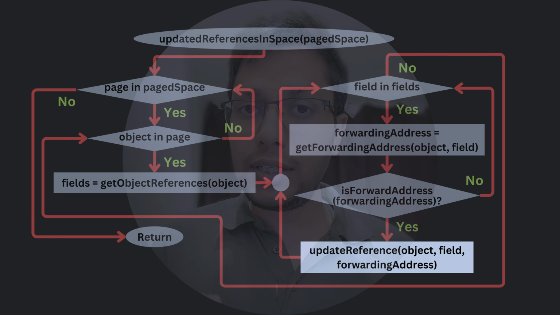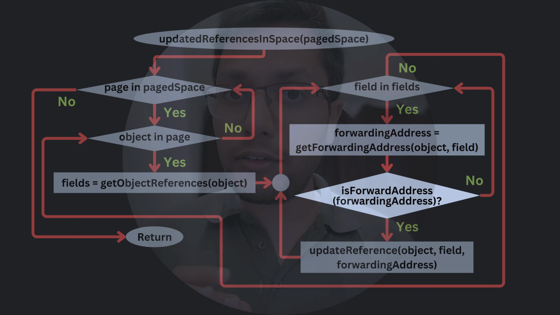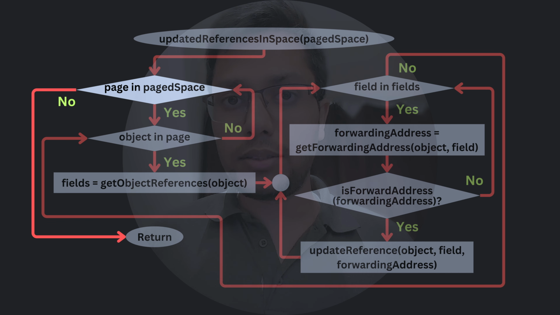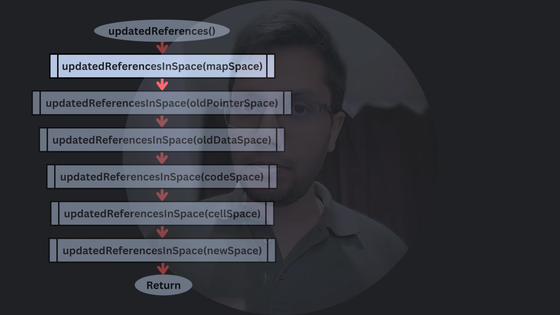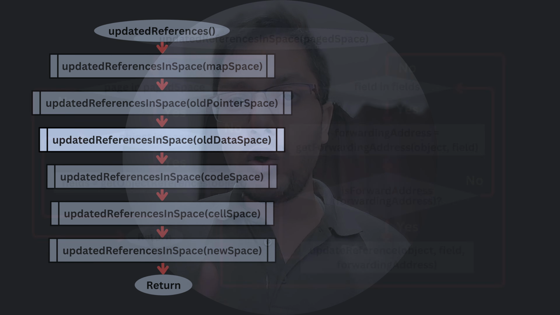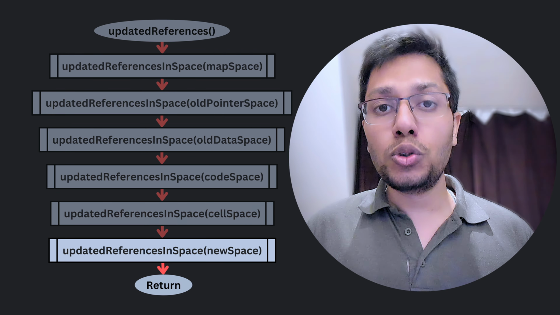If it is, then we replace the field reference within the object with the forwarding address. This process is repeated for all the fields that contain forwarding addresses within an object, and all the objects within a particular page, and all the pages within a particular space. This function is first called with map space. Then after that, old pointer space, then old data space, code space, cell space, and finally new space.